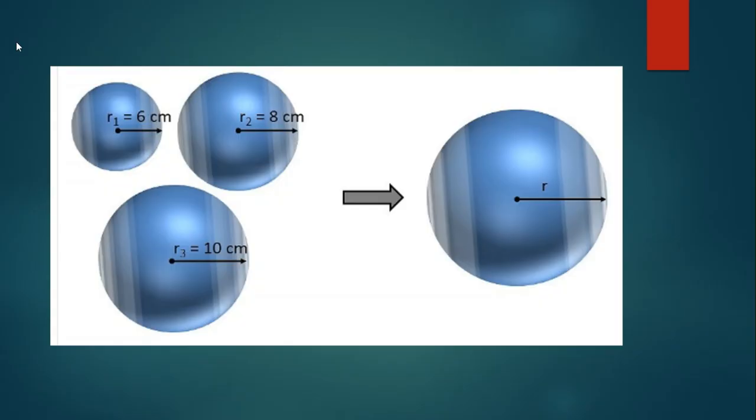Okay, so here three spheres are there, having the radius 6 centimeters, 8 centimeters, and 10 centimeters. Let us consider them as r1 = 6 centimeters, r2 = 8 centimeters, and r3 = 10 centimeters. We melted these three spheres to form a single solid sphere, and we need to find the radius of that resultant sphere.